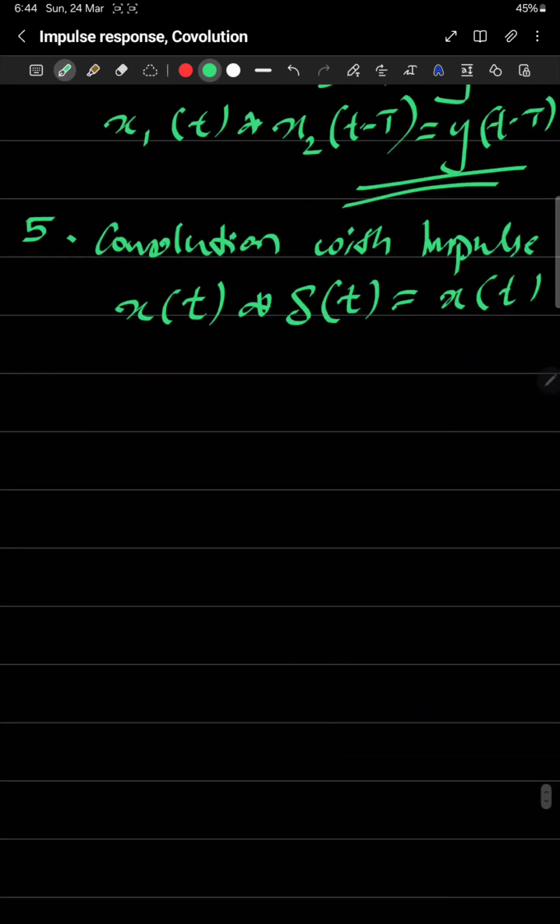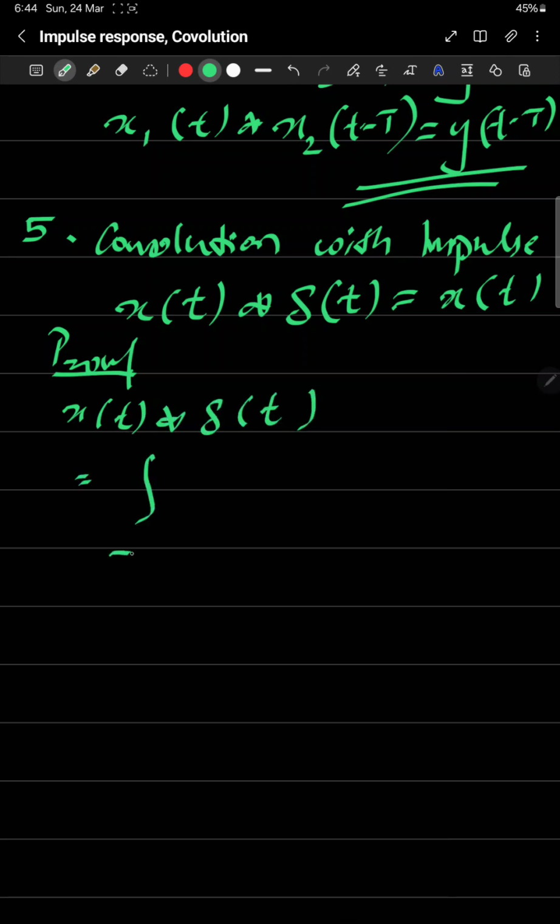You can verify that here. You can prove it. I will just simply go through the proof of this. Say x of t convolution del of t. So how will you perform the convolution operation? Mathematically it is defined as the integral from minus infinity to infinity of the first signal x of tau into the second signal h of t minus tau. This is how it is defined.